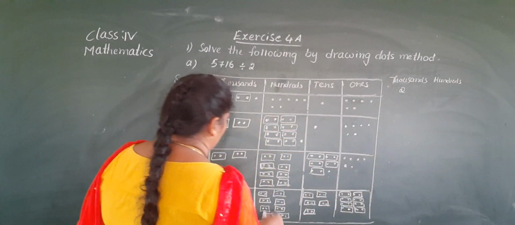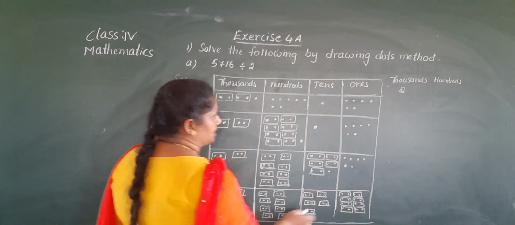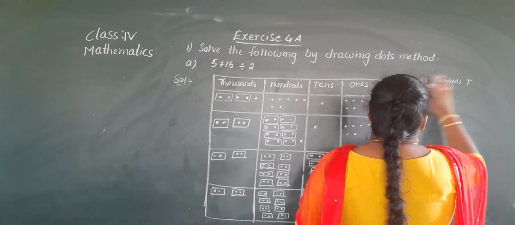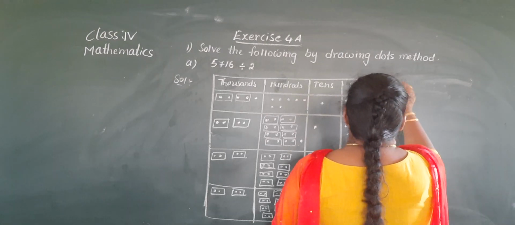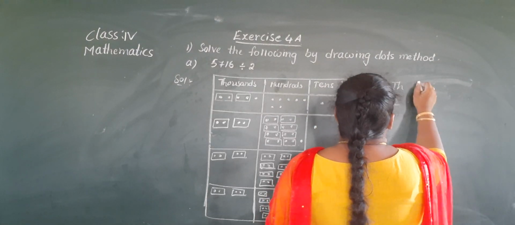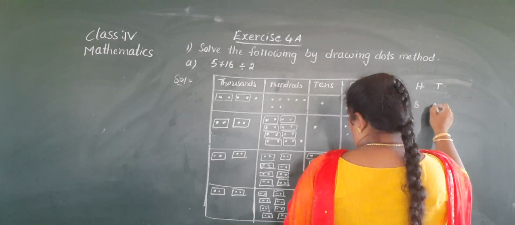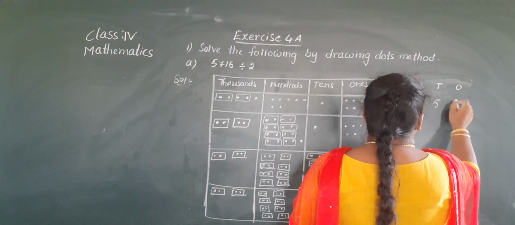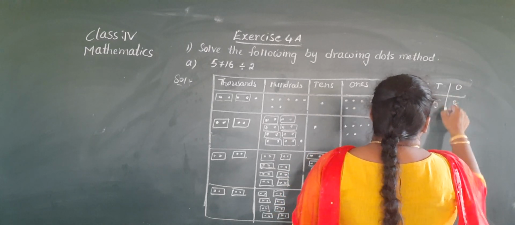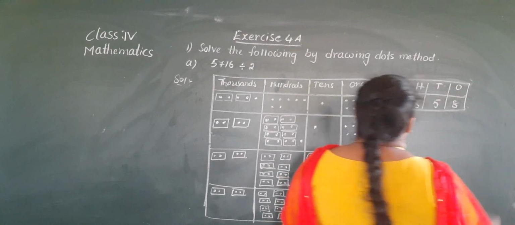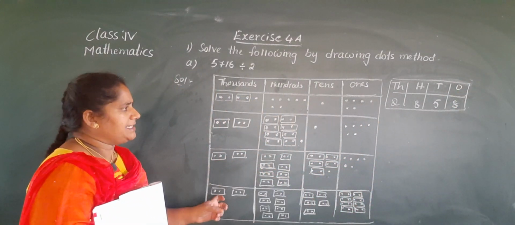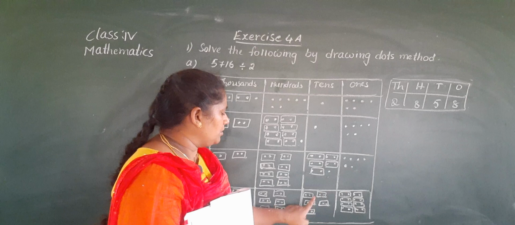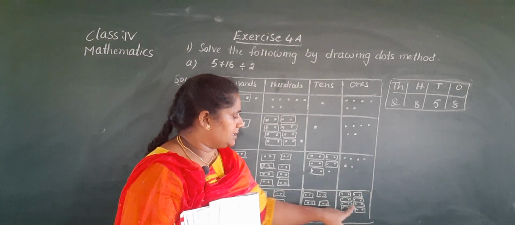So hundreds. How many groups formed in hundreds? 1, 2, 3, 4, 5, 6, 7, 8. Next. Can you see the board? Yes. Tens. I will write T, ma. Space is not there. Thousands, 2, hundreds, 8, tens, 5, ones, 2, 4, 6, 8. Yes, this is the answer. How many groups formed in thousands? 2 groups. Hundreds, 8. Tens, 5. Ones, 2, 4, 6, 8.